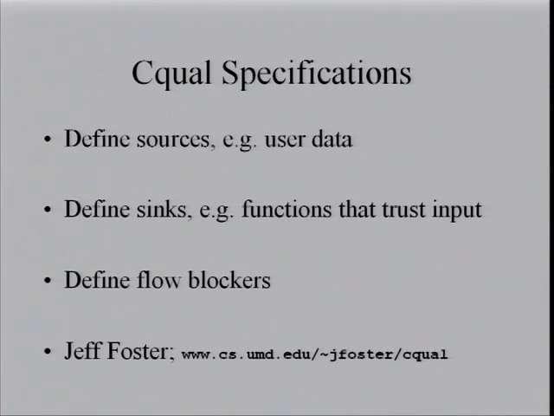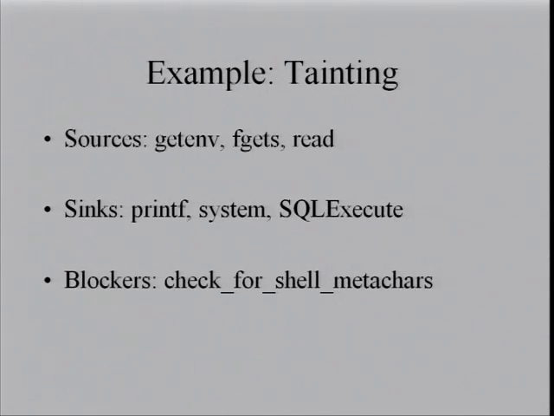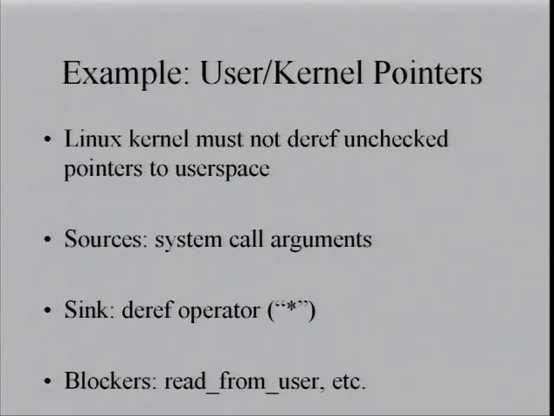As I just said, the specifications are primarily the sources and sinks. We also need these flow blockers, things that effectively sanitize the input. So if you have something that looks for meta characters in the language that you're passing it to, then that would constitute a blocker. This is mostly work by Jeff Foster, who's at Maryland. So for tainting, typical sources are things that come from the user or the network. Sinks are interpreters like printf, system or SQL execute. As I just said, the blockers were things that check for meta characters.